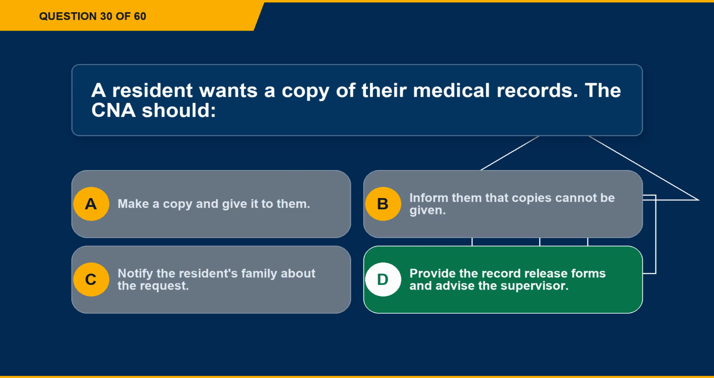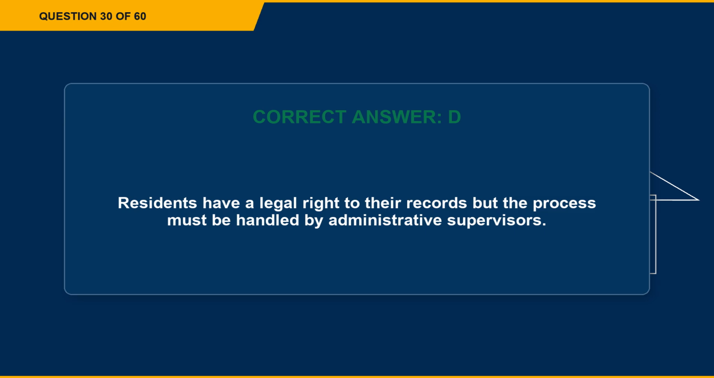The correct answer is option D, provide the record release forms and advise the supervisor. Explanation. Residents have a legal right to their records, but the process must be handled by administrative supervisors.